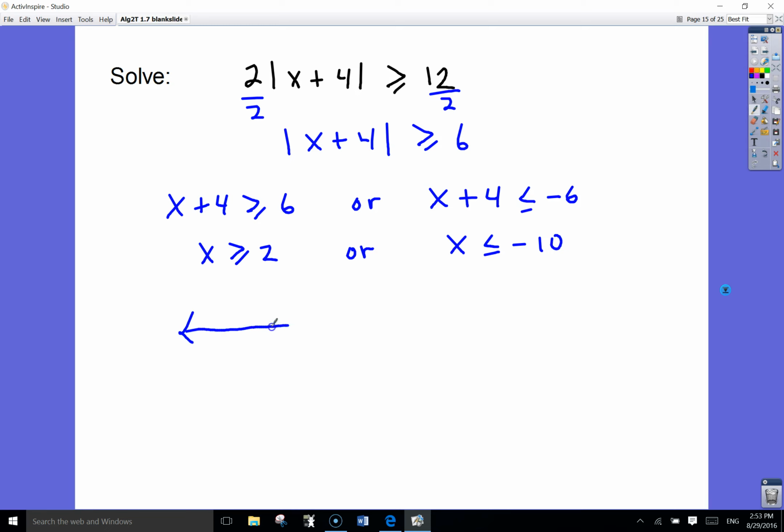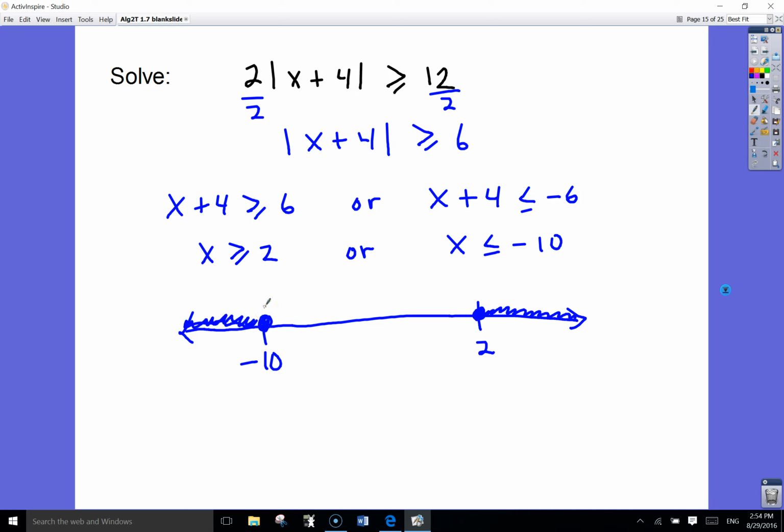You don't have to put anything on this graph except for the 2 numbers, -10 and 2. What kind of circle am I going to use on 2? Closed, because it's "or equal to." Which side am I going to shade if x is greater than or equal to 2? To the right. X is less than or equal to -10, closed circle, and it's less than on a number line, that means to the left.